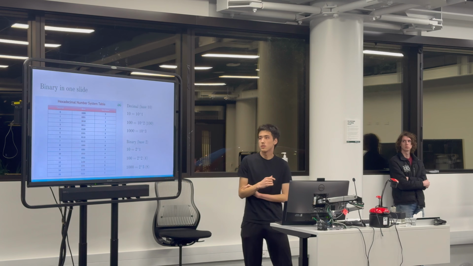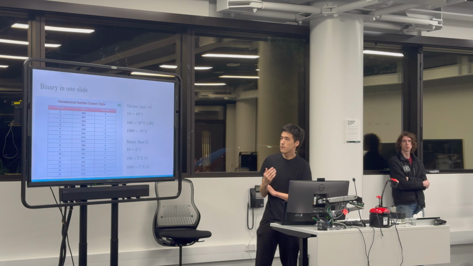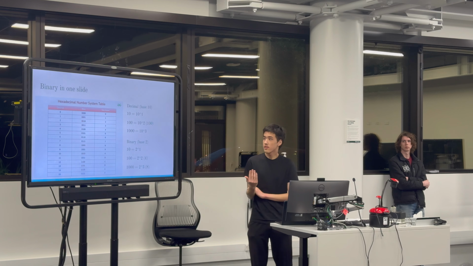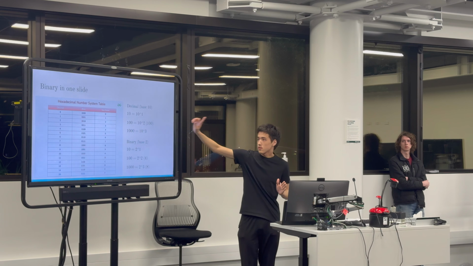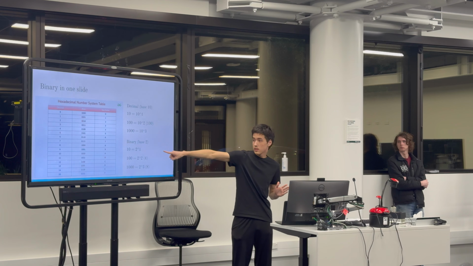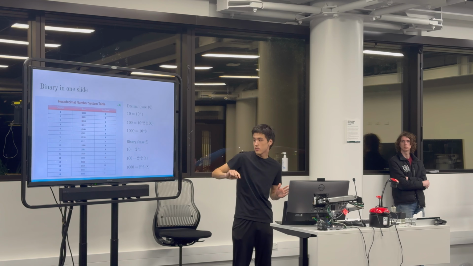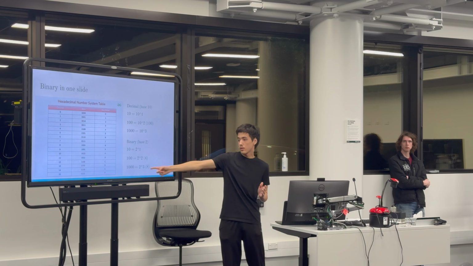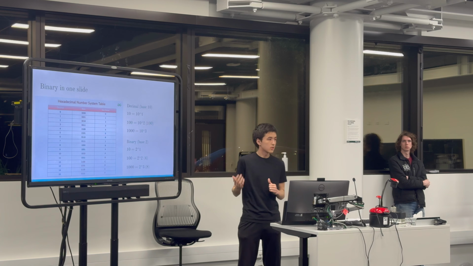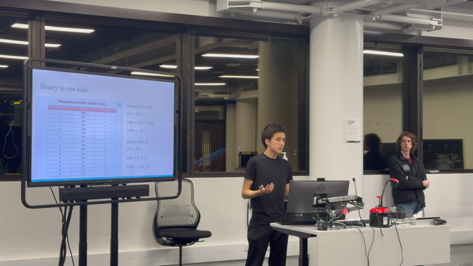Okay, binary on one slide. So binary, on the other hand, is base 2. So it only has zeros and ones. So 10 in binary is literally 2 to the power of 1. 100 is 2 to the power of 2 or 4. 1000 is 2 to the power of 3 or 8. Is that making sense?